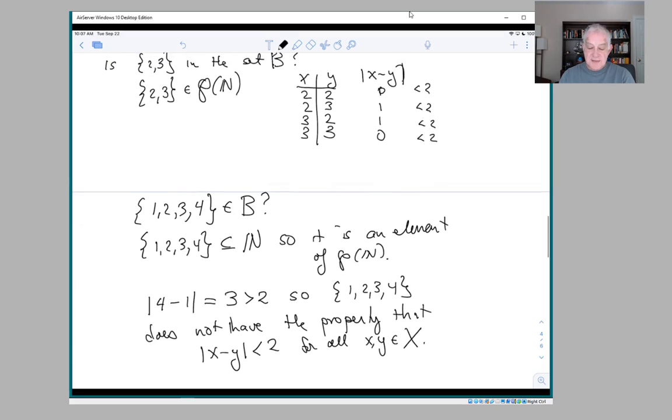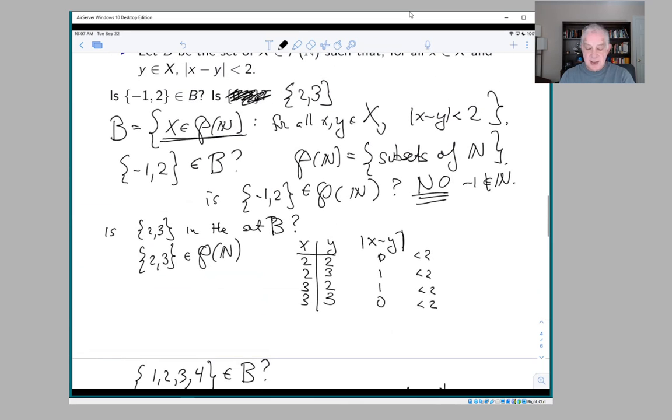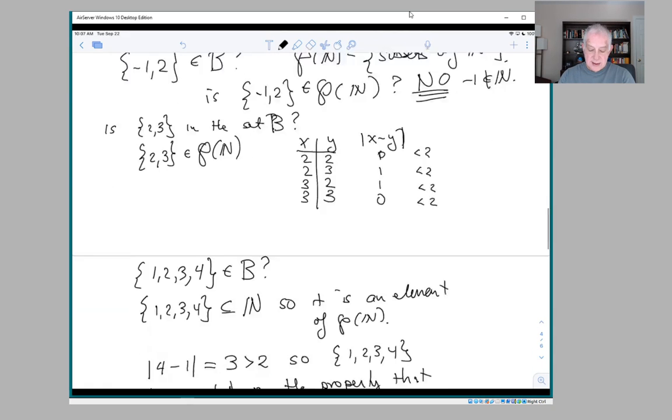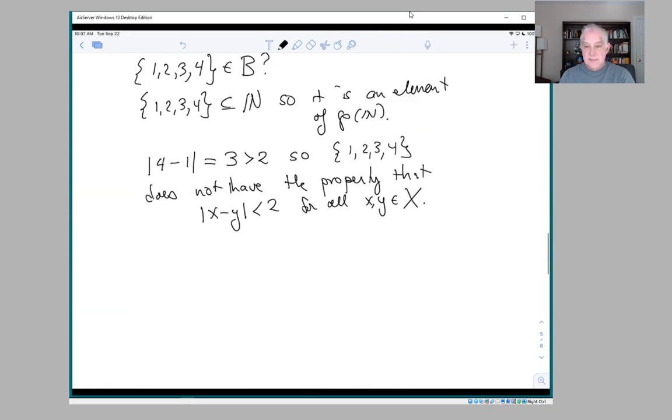So to decide if a subset belongs to this set, you need to know, first of all, are all of its entries natural numbers? And second of all, is the largest distance between any 2 points in the subset less than 2? That's what this idea is getting across. Okay, so think about that, and do be sure to look carefully at this section in the book for some more examples.